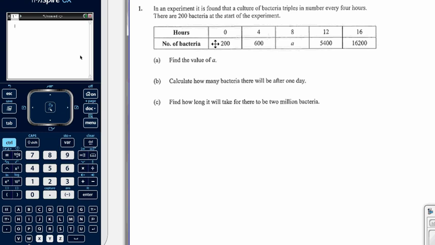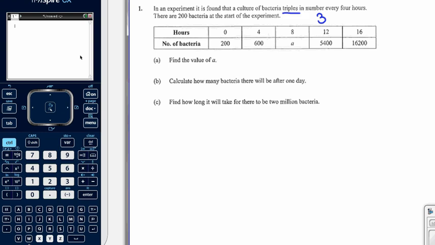Alright, so today we're going to look at applications of logarithms, specifically how they're related to the problem-solving process. So we're given this problem. In an experiment, it's found that a culture of bacteria triples in number every 4 hours. So the multiplier there triples. The multiplier there is 3, meaning 300%.